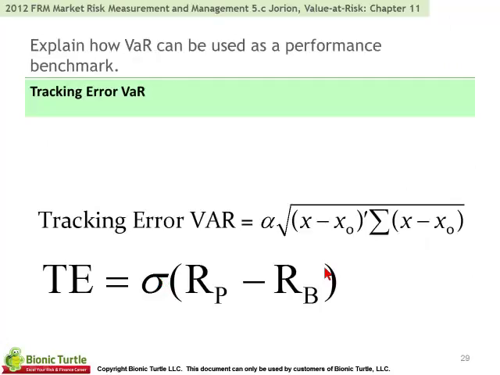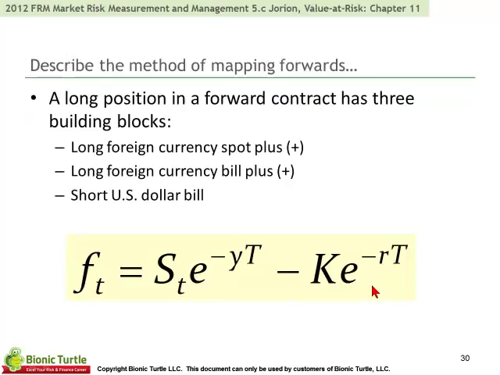So Jorion has tracking error VaR that should be somewhat reminiscent of the tracking error in AMIC, which was the standard deviation of the difference between the portfolio and the benchmark. And then, I'm going to make this short. I'm not going to spend too much time. I'm just going to briefly here in the video go through the mapping of the other instruments.